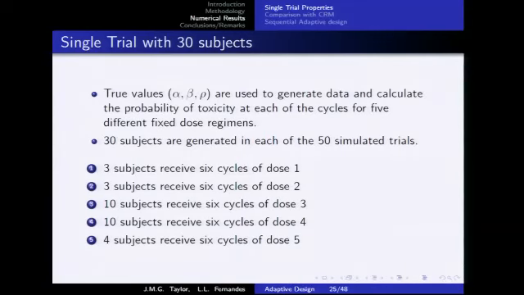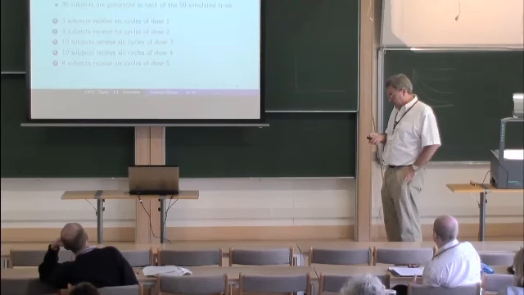So let's look. At the end of a trial, I've just assumed that we got to a situation where 3 subjects had a schedule to receive dose 1 six times in a row, and 10 subjects had a schedule to receive dose 4 six times in a row. So that's the data I might get at the end of a trial.